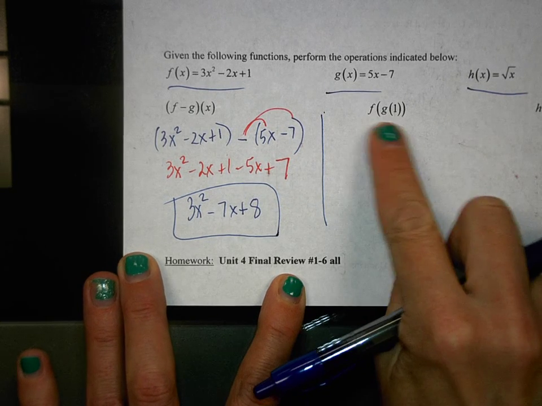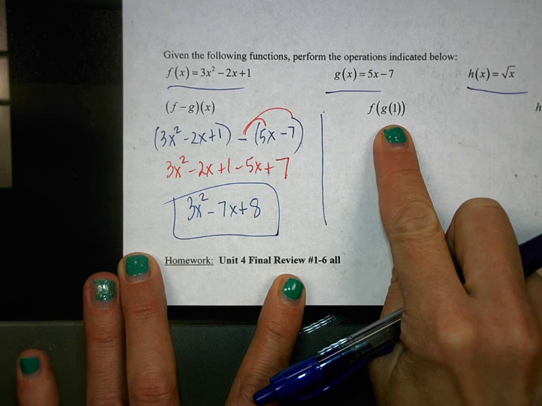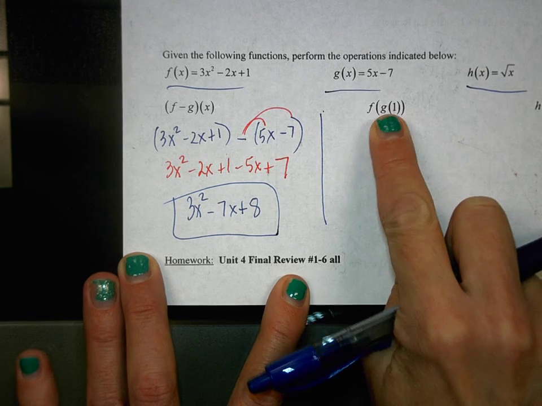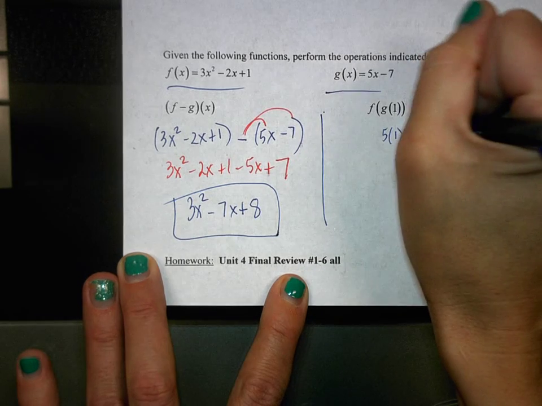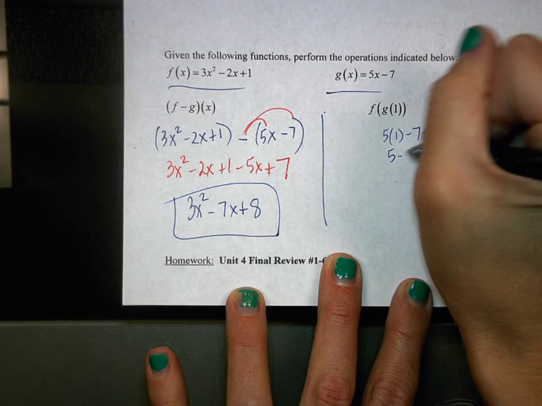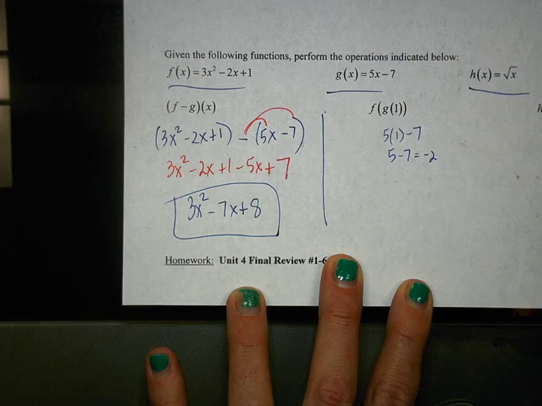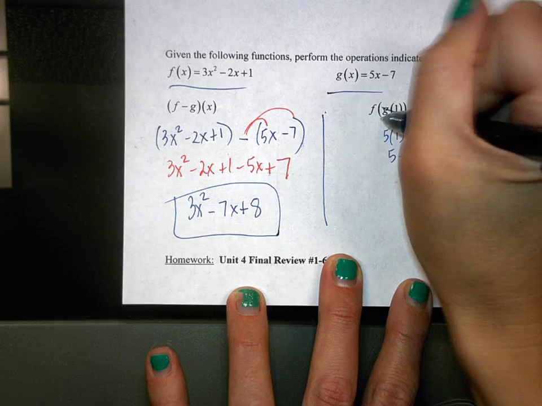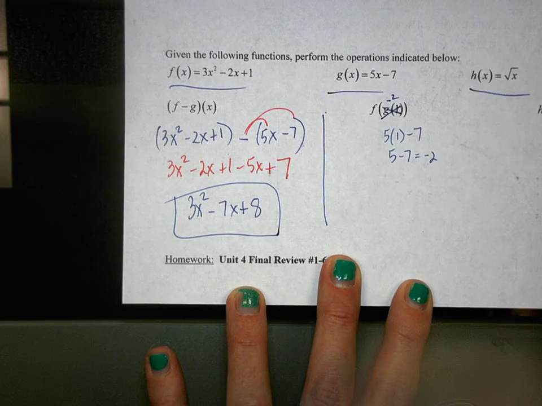Okay, who remembers what to do with the f of g of 1? You plug in 1 for x in the g equation. Good. 1 for x into the g equation. So that means I have 5 times 1 minus 7. What's 5 times 1? And what's 5 minus 7? Okay, -2 is not my answer though, right? So what that means is g of 1 is -2. That gets canceled out and we put a -2 there. So that means I'm actually finding f of -2.